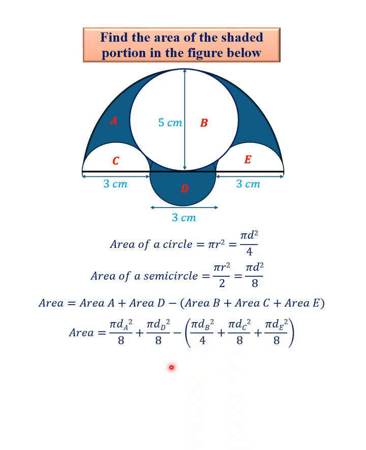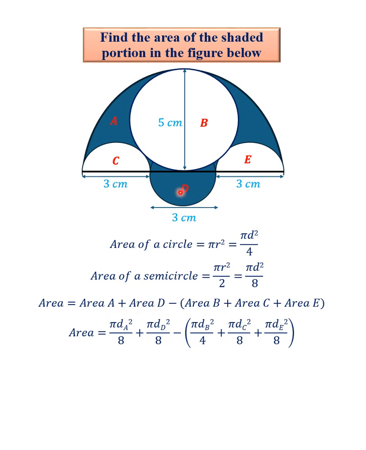If that is the case, then the area of A, remember A is this big semicircle. So we put in the formula of a semicircle, pi d squared over 8. A here is only telling us that this is for the shape A.